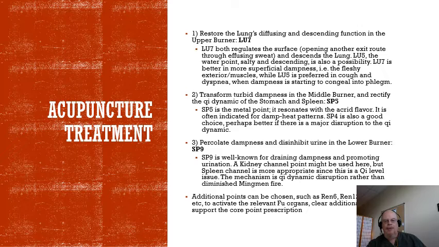Additional points can be chosen, such as Ren 6, Ren 12, Stomach 36, Large Intestine 11, etc., to activate the relevant fu organs and to support the core point prescription.